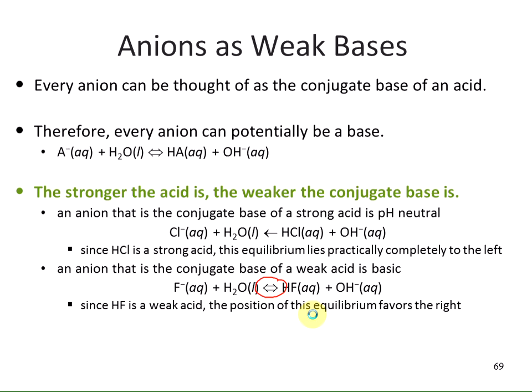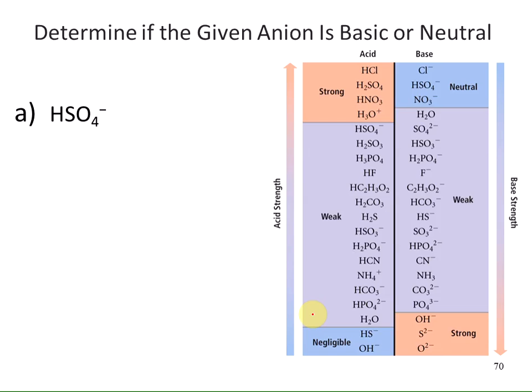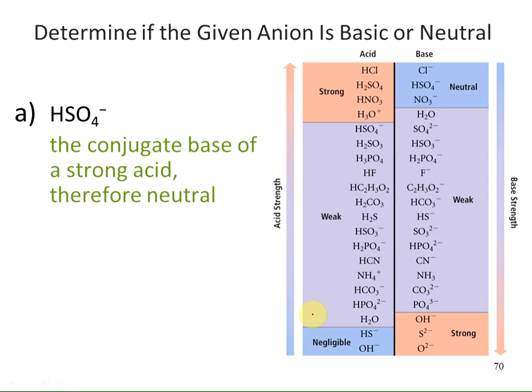So we're going to look at some ions and determine if the given anion is basic or neutral. HSO4 minus is the conjugate base of a strong acid. Sulfuric acid, H2SO4, is where this came from. Since this came from the strong acid, we consider the HSO4 minus to be neutral.